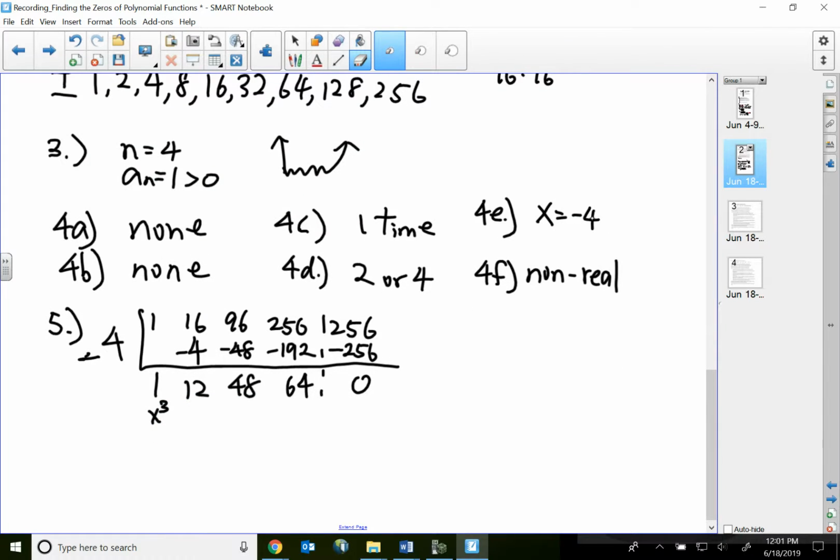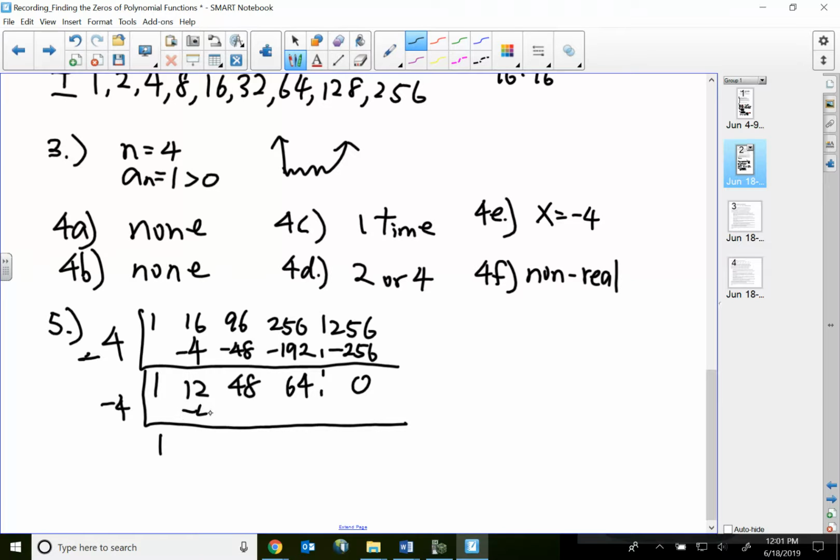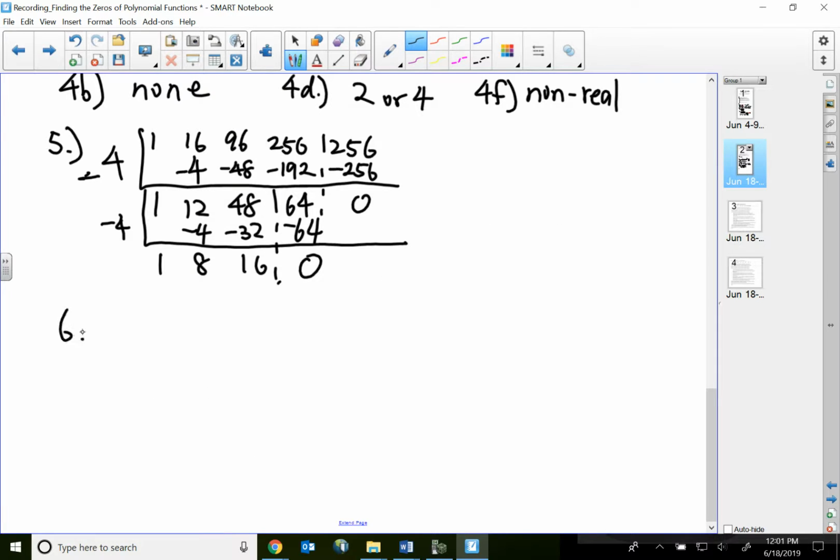Since I know my minimum multiplicity on the negative 4 is 2, that means I will need to use negative 4 again to continue my synthetic division. So use negative 4 again, bring down the 1, that's negative 4, that's positive 8, this is negative 32, this is going to be positive 16, and negative 4 times 16 is going to be negative 64. So my other remainder will be 0. So right now what I end up with, this 1 actually means 1x squared plus 8x plus 16. So the quadratic equation I'm going to solve will be this one.